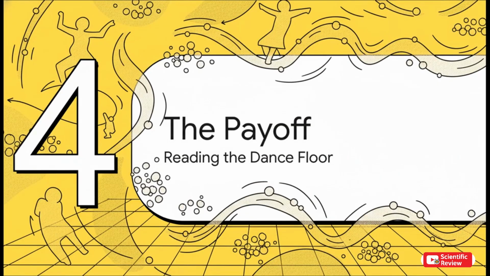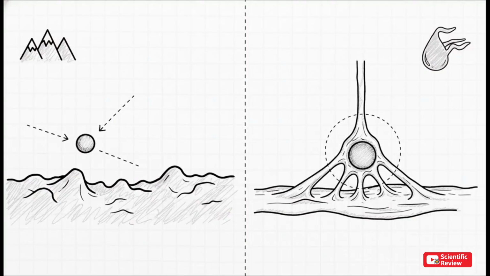So, let's get to the payoff. Now that we have an AI we can actually trust, one that truly gets the style of the dance, we can use it to interpret that dance. We can finally start to understand the invisible stage that these nanoparticles are performing on. And here's the crucial discovery. By analyzing thousands of these paths, Leonardo was able to describe the particle's environment using two main characteristics.